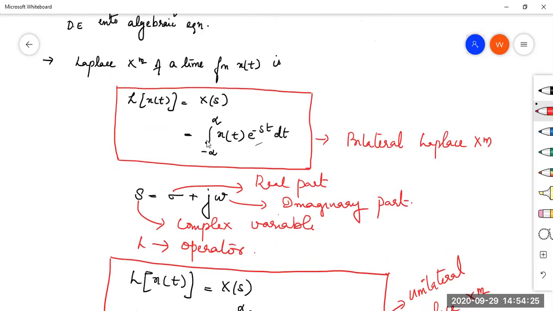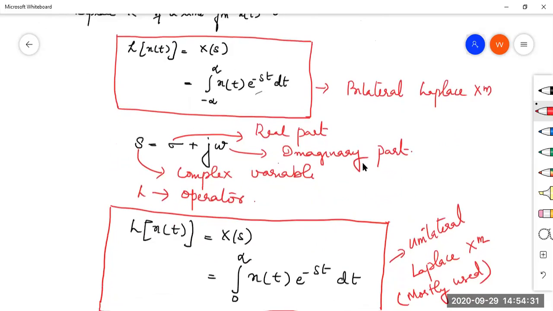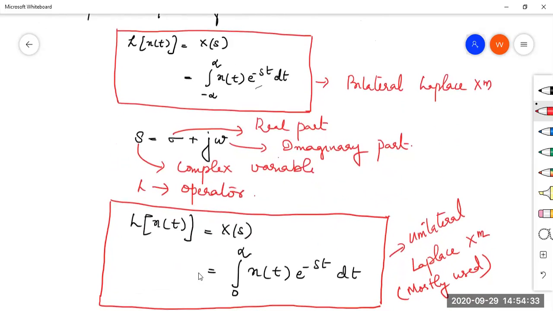Now, if you integrate it from minus infinity to plus infinity, it is known as bilateral Laplace transform. And if you are integrating it from 0 to infinity, it is known as unilateral Laplace transform. And this is a transform that we commonly use.